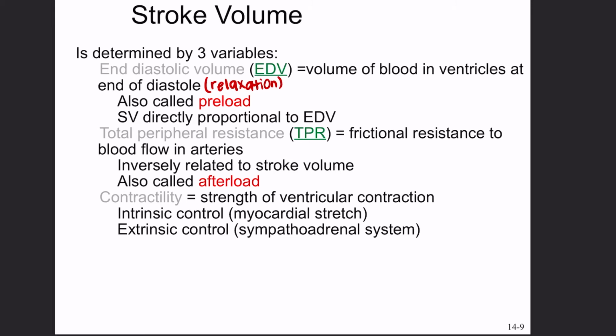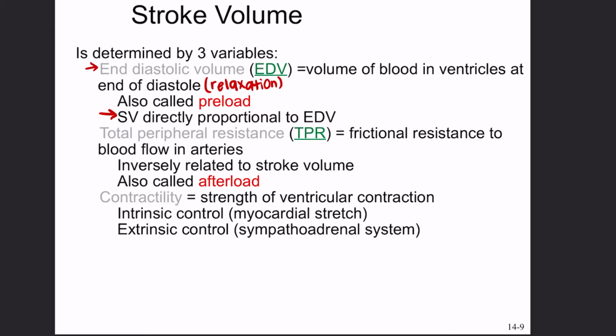And what we find is that stroke volume, the amount of blood that the ventricle pumps per beat, is directly related to end diastolic volume. And that makes sense, because stroke volume is obviously going to depend on how much blood is in the ventricles to begin with before contraction. And so they're directly related to each other.